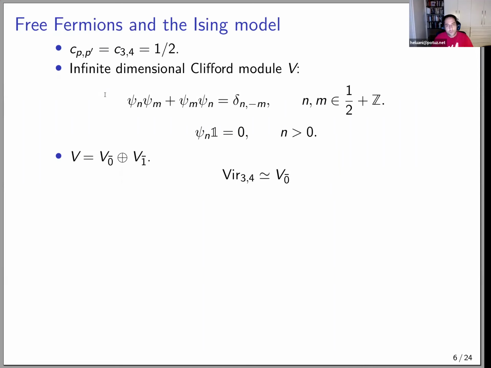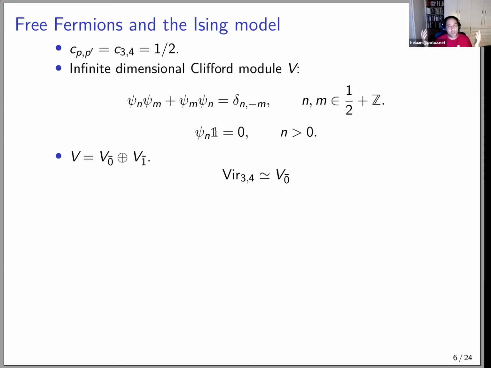Of course, there are monomial versions for this. So let me give you a monomial basis in a different language for the unique module that I care about, which is P and P' being 3 and 4. So this is just the Ising model. The central charge is equal to 1/2. And we can realize explicitly this module in a different way. You take an infinite dimensional Clifford algebra. So these are anti-commutators for psi-n and psi-(-n). These indices are half-integers. And you again induce a representation by declaring that this vacuum vector 1 gets killed by every positive mode.